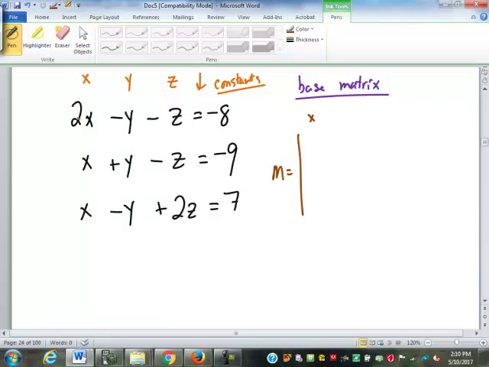So the x coefficients are going to be 2. 2x is 2. X is just going to be a 1 and another 1. So 2, 1, and 1.